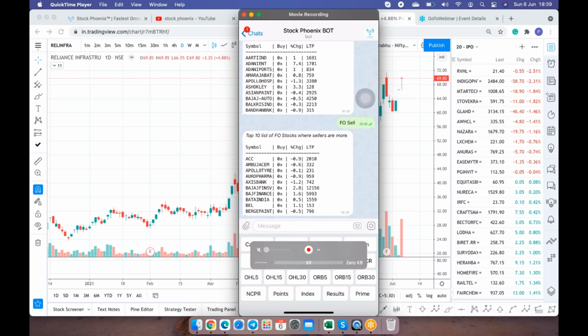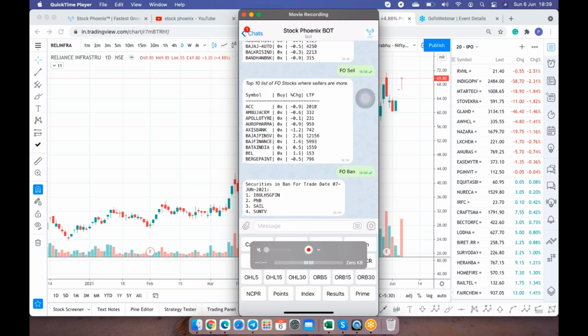Next is FNO ban. You can check which stocks are under ban using this option. If you could see, for the 7th of June, India Housing Finance, PNB, SAIL and CENTV are under ban.